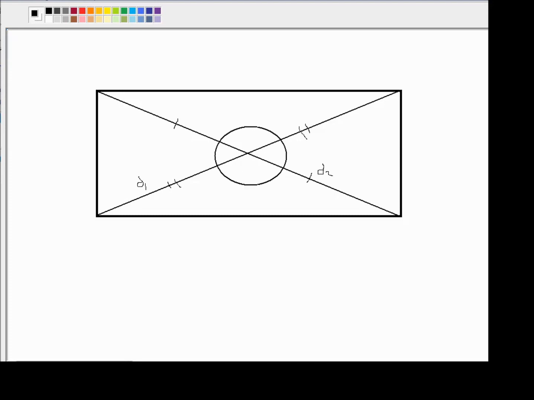Now, the properties of straight lines tell us that if this angle is x, then the opposite angles are the same, so this angle must also be x. And adjacent angles are supplementary, so this angle must be 180 degrees minus x. And opposite angles are the same, so this is also 180 degrees minus x.